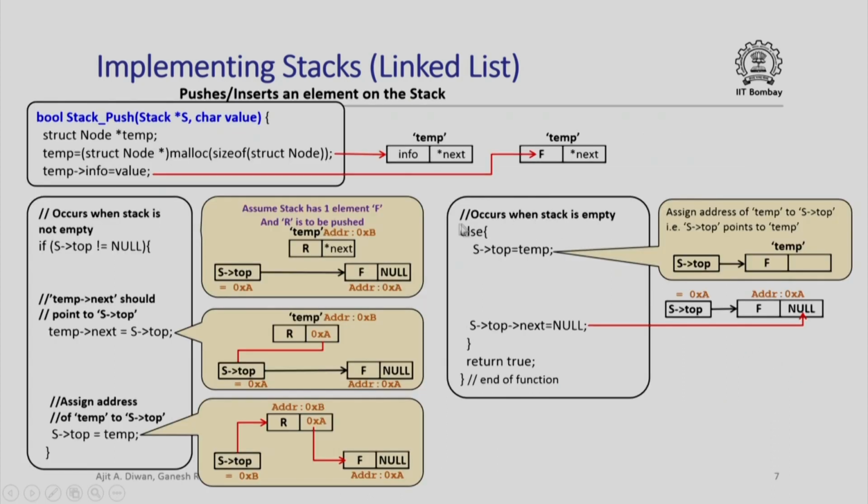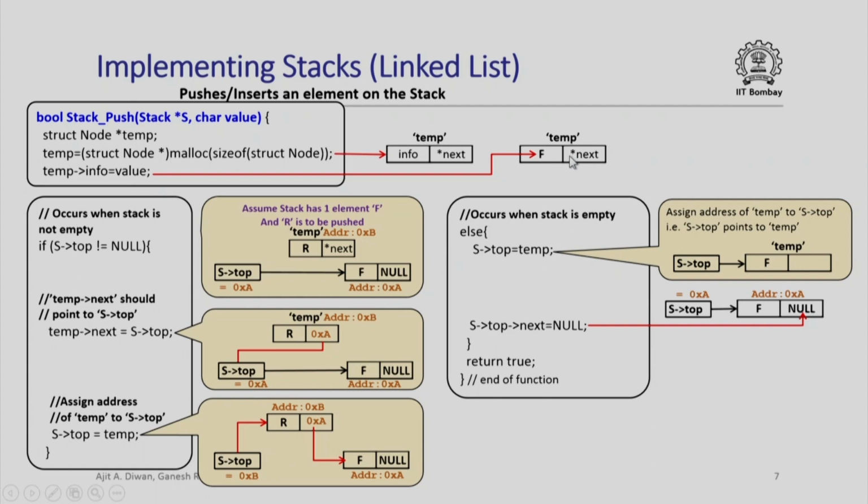Now comes the main part. How do we push or insert elements on the stack? Consider that we want to push one element which is value f in the stack. So we write bool stack push as a structure node *temp. We allocate memory to that temp and we insert the value into temp info as it is shown here. This is the temp node which is created, and inside this temp node we insert f. Please note that what we have done is we have just prepared the background for inserting the node in the stack. What we have done is we have created a node with the requisite information.